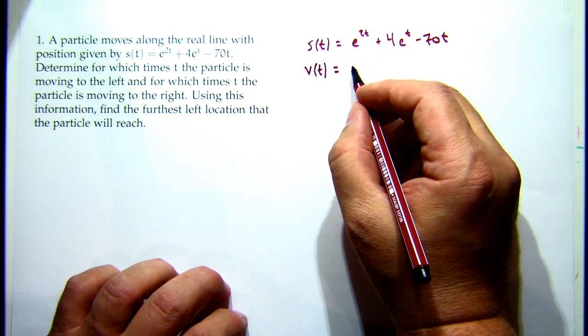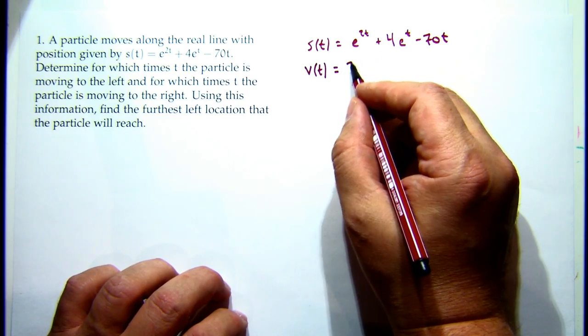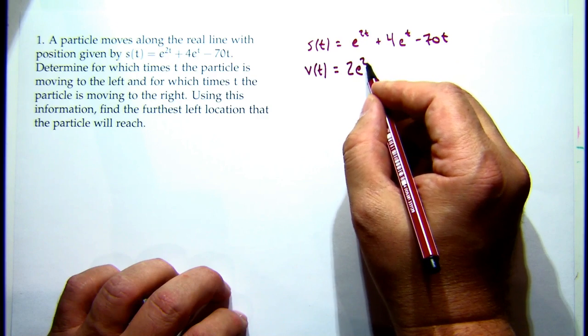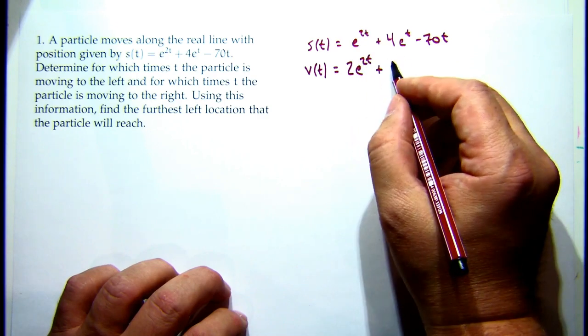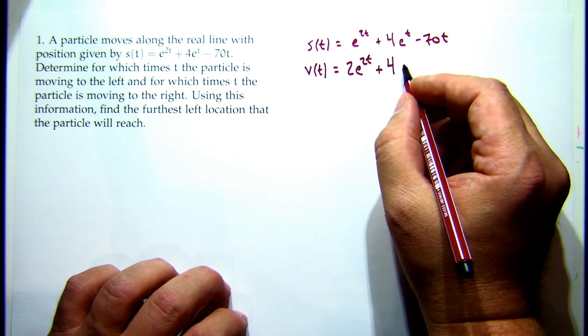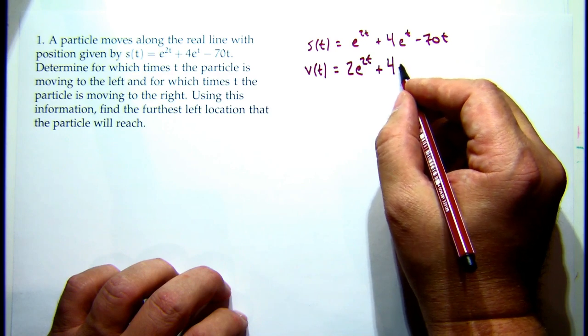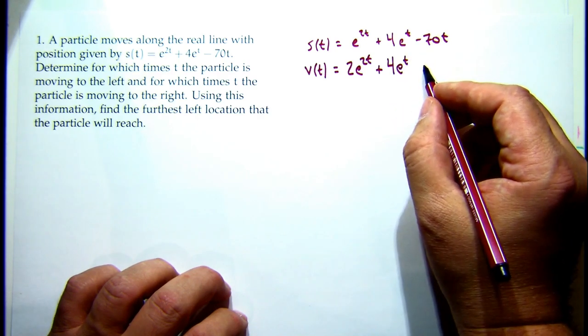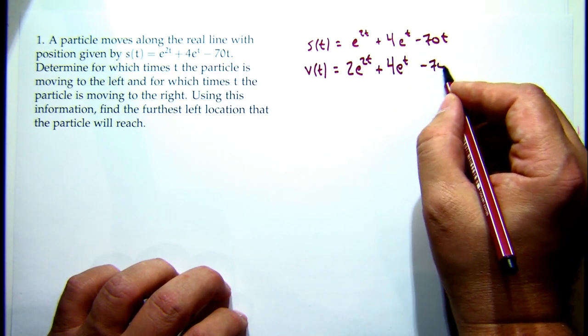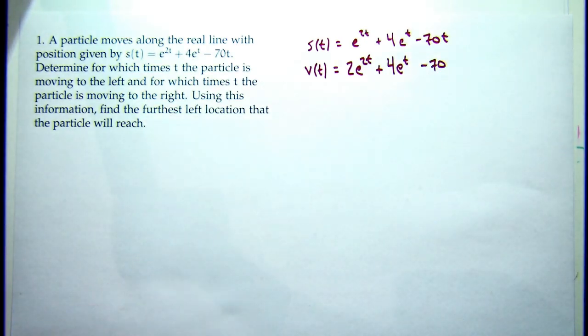Okay, derivative of e to the 2t, 2 e to the 2t using chain rule. Derivative of 4e to the t is 4e to the t. Derivative of negative 70t is negative 70. Notice I took the derivative of each piece, and that was the sum rule. Some of these rules are so obvious, they're ingrained, you've even forgotten that they're rules. That's the cool thing. They're great rules.